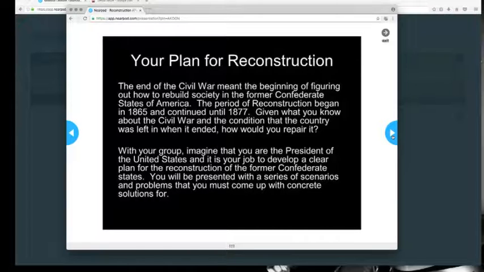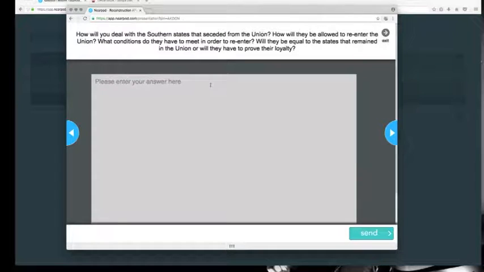So I want you to imagine that you're the President of the United States at this point, and it's your job to come up with a clear plan for the reconstruction of the former Confederate States. Abraham Lincoln has been assassinated, and we're going to be talking about that in a little bit. And I'm going to give you a series of scenarios here and problems that you've got to come up with some concrete solutions for. So again, you can work on this next section in a group, but everyone needs to individually respond. Okay?